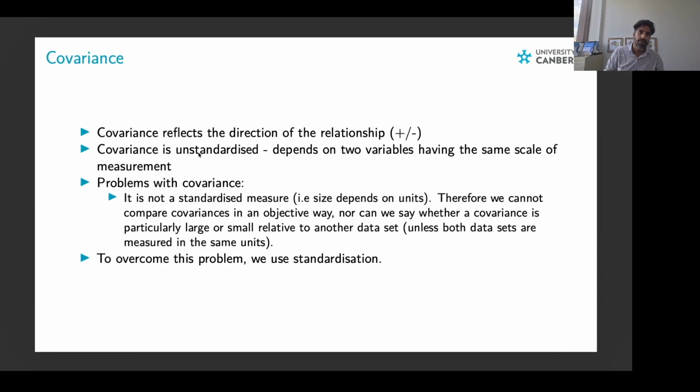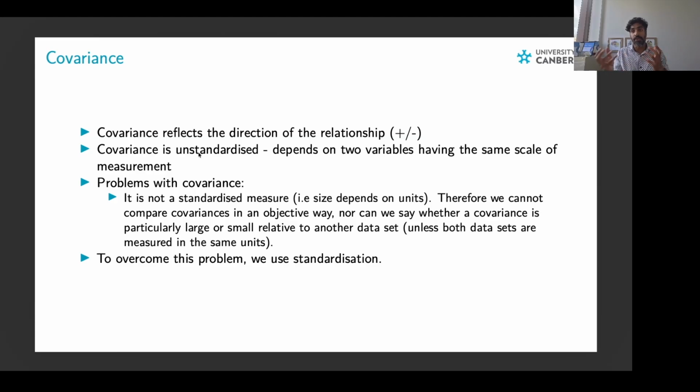So what are some problems with covariance? Well, it's not a standardized measure. The size depends completely on the units of those measures. So sometimes you could have a covariance that's very high, others that are very low, and it's really just dependent on the unit of measure there. So you can't really compare the covariance between two measures here and the covariance of these other measures here in an objective way.